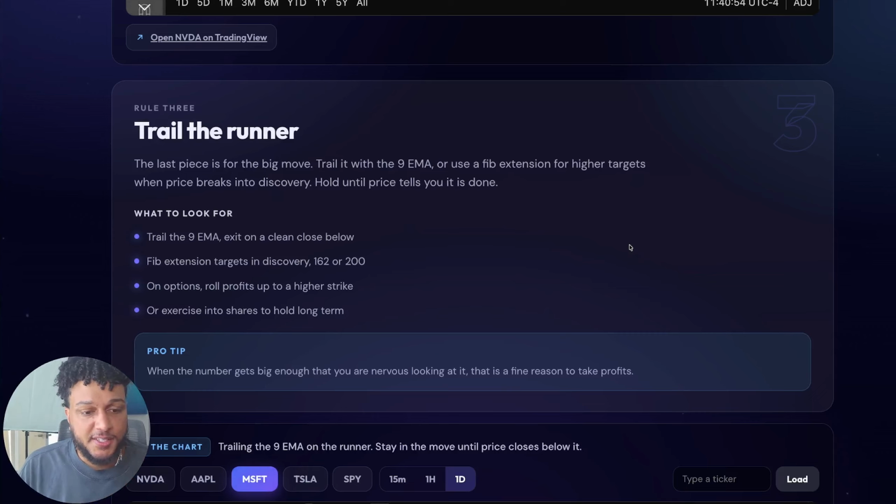And last but not least, when the number gets too big or you get nervous looking at it, let's say hypothetically you're up 1,000% on a trade, if you're getting nervous looking at all that money in your account just sitting there and you're still taking profits, that is also a fine reason to take profits on the trade and move on to the next one.